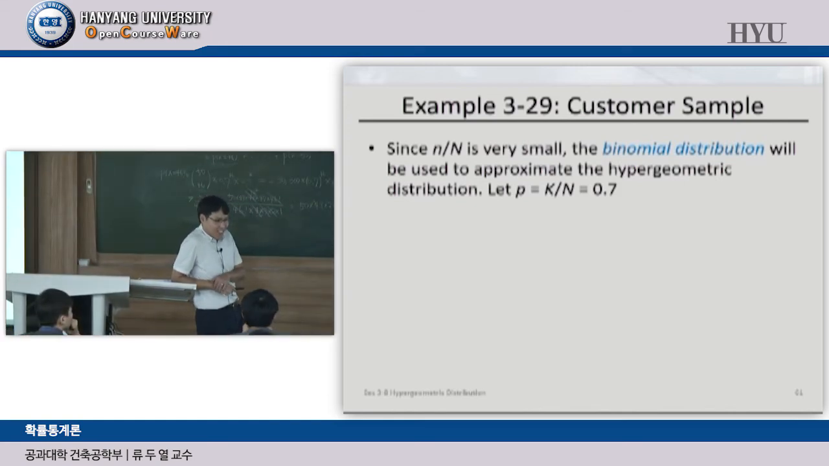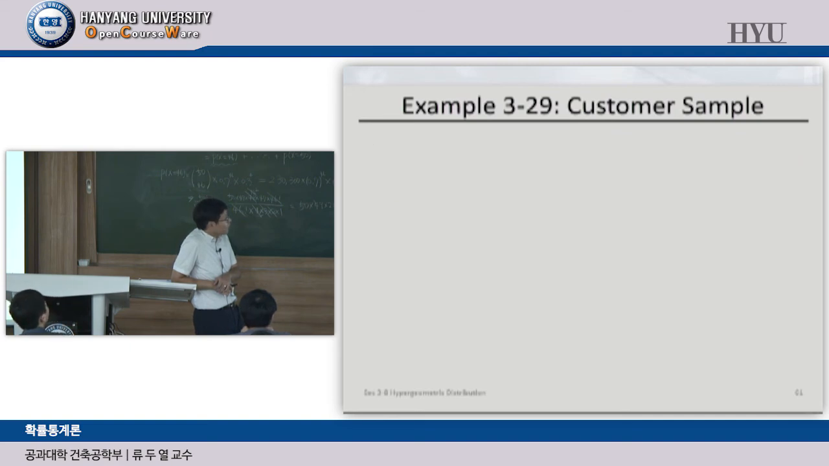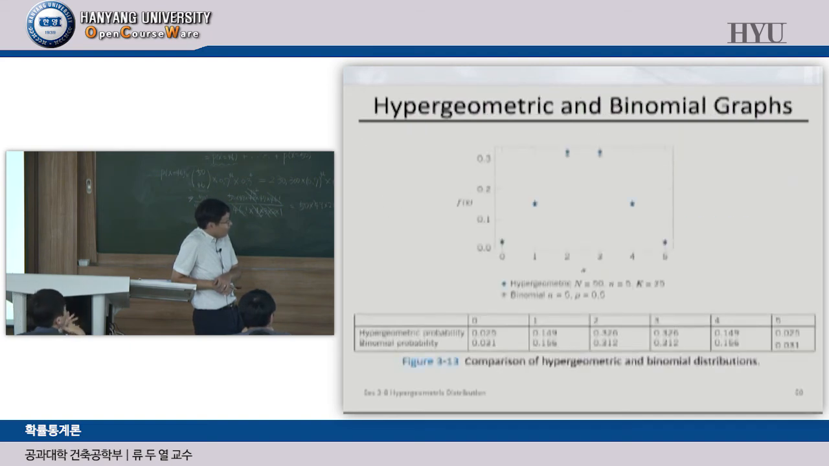There's no strict requirement. That is dependent on your choice. But based on the previous slide, when large N is larger than small n by 10 times, we can simply use the binomial distribution. Okay?